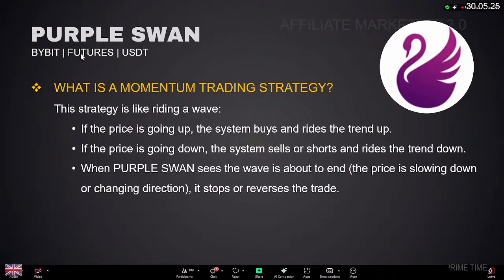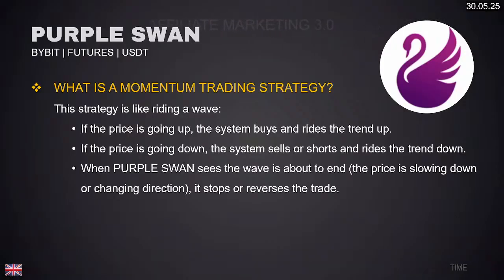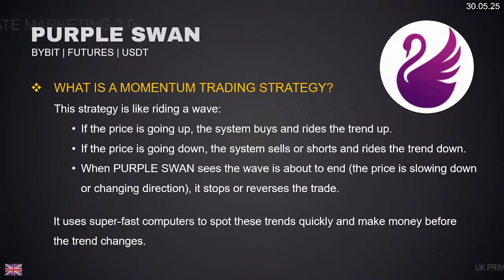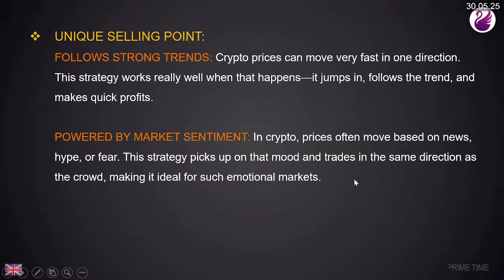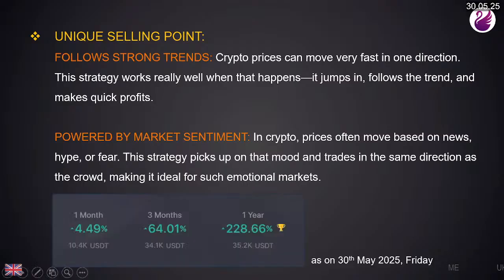So Purple Swan is using a momentum trading strategy. If you follow the market, whenever there is a specific movement of the market, you will see Purple Swan make a profit or loss, right? It uses super fast computers to spot these trends quickly and make money before the trend changes. Then what are the USPs? The unique selling point is that it follows strong trends and is powered by market sentiments. These are the statistics: 1 month, 3 month, 1 year, as on 30th of May.